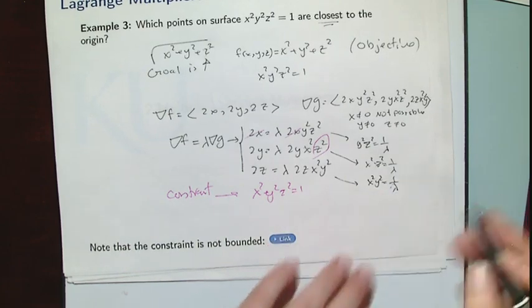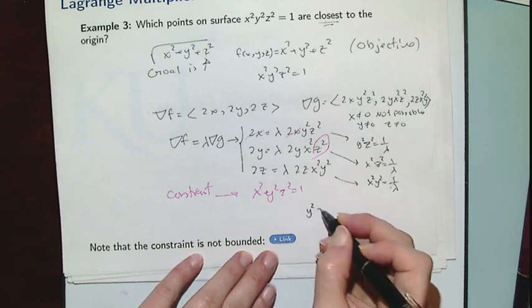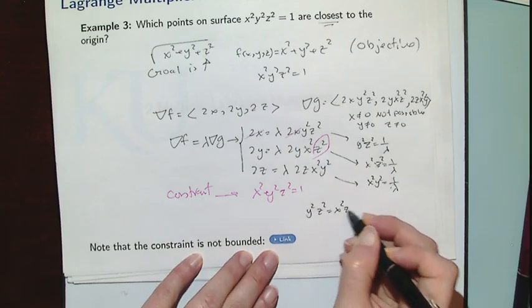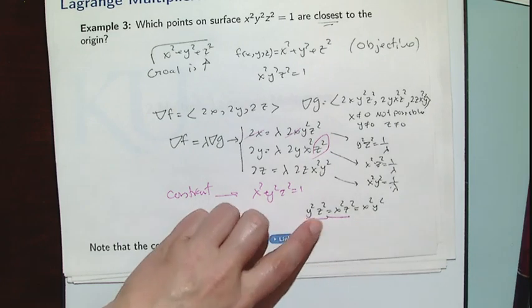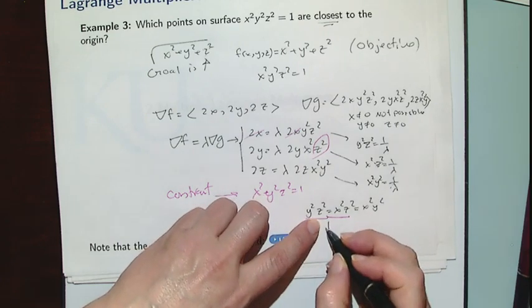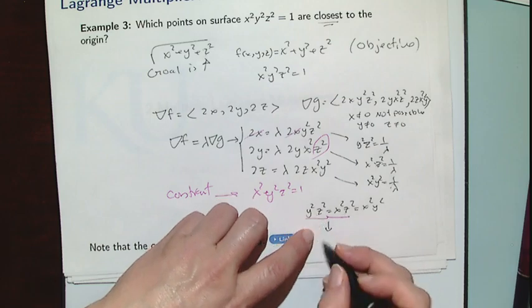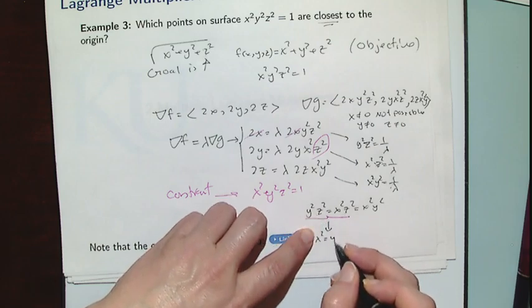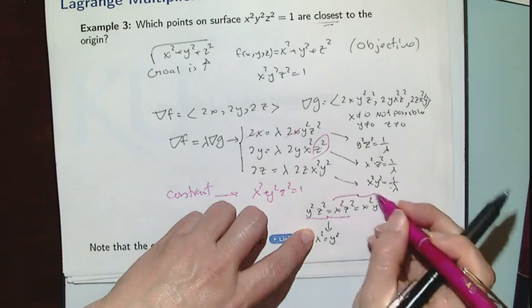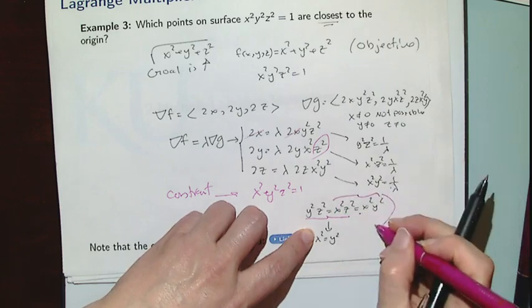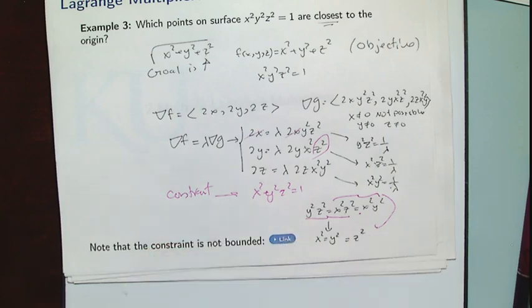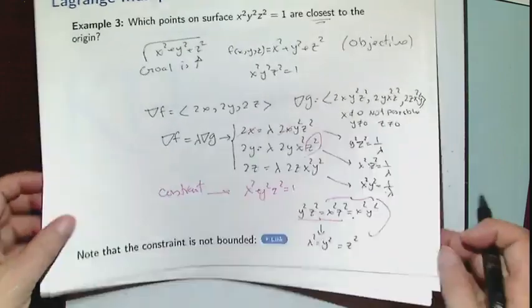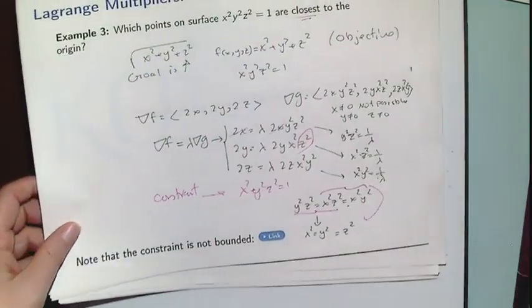Now I can set them all equal to each other. I get y squared z squared equal to x squared z squared equal to x squared y squared. If I look at these two, what do I get? So it's x squared is equal to y squared. What about these two? Z squared is equal to y squared. So all of the squared ones are equal to each other. Fair game so far?